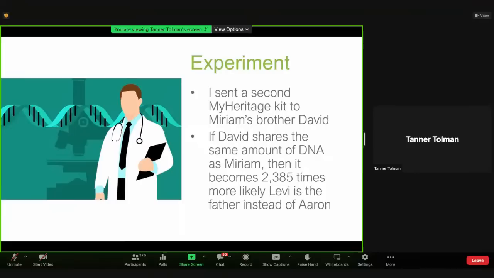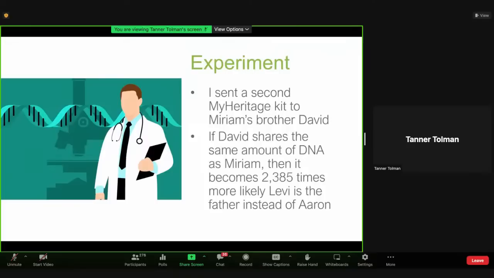So if David shares the same amount of DNA with Joan that Miriam does, then the odds that Levi is her father go from 49 times more likely to 2,385, the number that I have on the screen. It becomes way more likely that Levi is the father. We're going from a 98% chance to like a 99.9% chance. That's if he shares the same amount of DNA. If he shares even more, it goes up much, much more. And if he shares less, he'd really have to share a lot less to make it more likely that Aaron was actually the father.